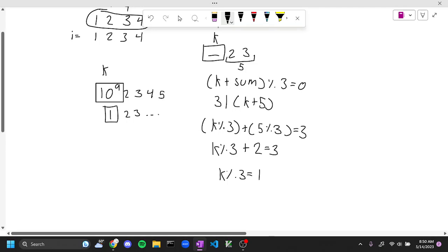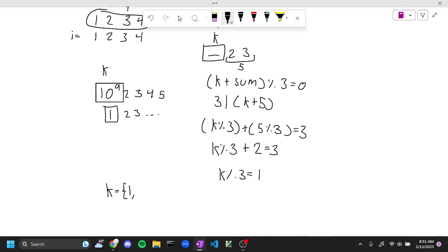So that means that for any number k, as long as k mod 3 is equal to 1, then the answer will be correct. So you can choose any k, right? For example, k could be 1. Let me write it to the side over here. K can equal 1. It could also equal 4.